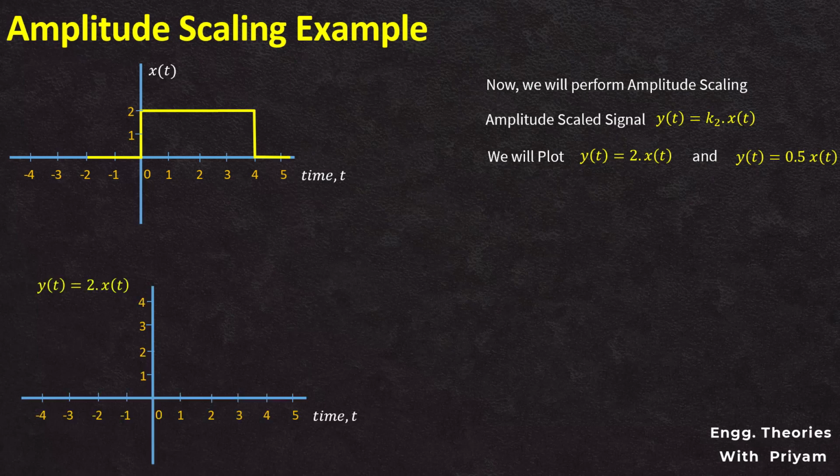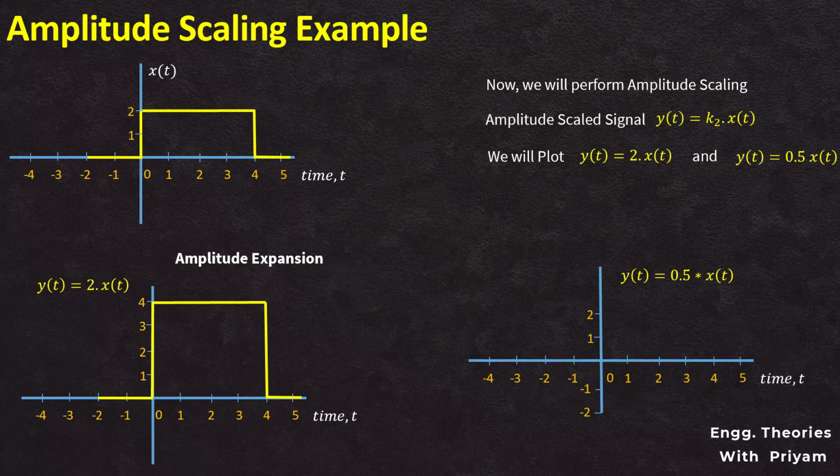When y(t) = 2 · x(t) or k2 = 2, then the signal x(t) is expanded by the value of 2, and that's the amplitude expansion of the signal x(t). And when y(t) = 0.5 · x(t) or k2 = 0.5, then the signal x(t) is compressed by the value 0.5, and that's the amplitude compression of the signal x(t). And so this is the amplitude scaling operation of the signal x(t). Please watch the lecture on amplitude scaling operation from the Signals and System playlist to know this operation in details.